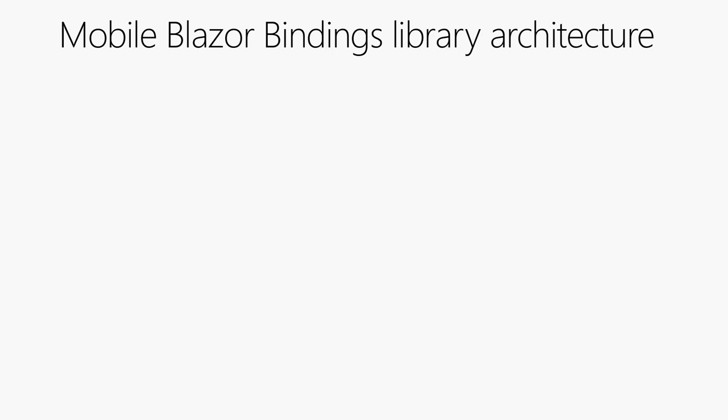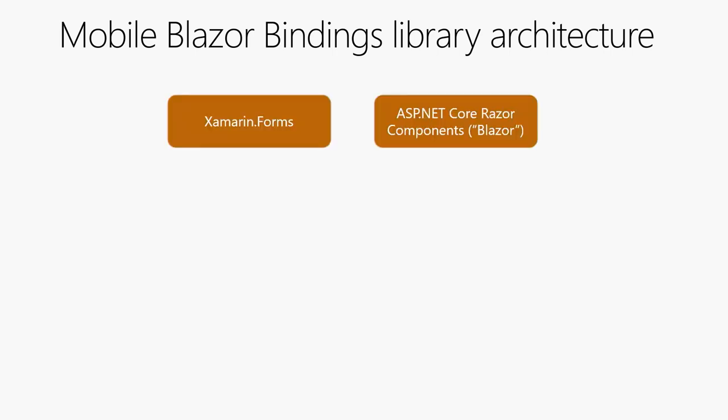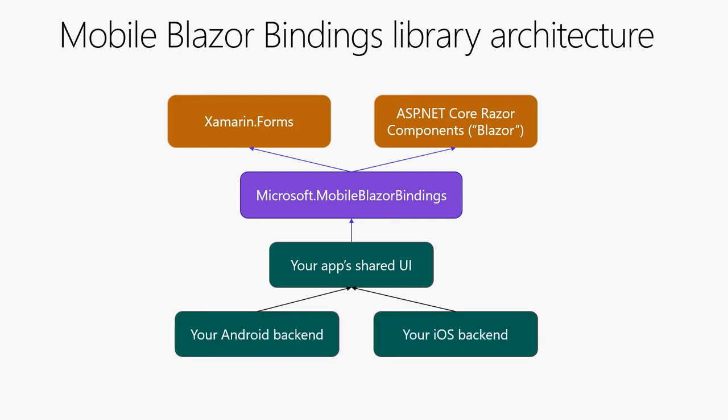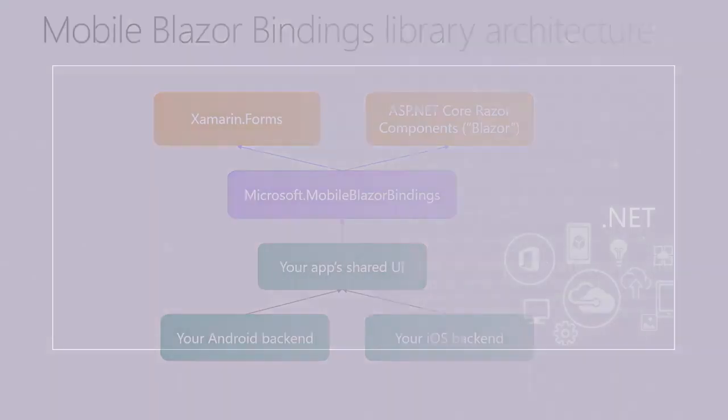Just a tiny bit about the architecture to see how these things fit together. We have the great Xamarin Forms library that does the rendering of the components, and then we have ASP.NET Core Razor components, Blazor. This project, Mobile Blazor Bindings, binds those two things together. It binds the mobile and the Blazor to build this great experience, and then you have your app's shared UI, the one with all the Razor files that talks to that, and then you have your various backends, your Android, your iOS backend. So pretty simple, pretty straightforward, should hopefully make sense to a lot of folks.